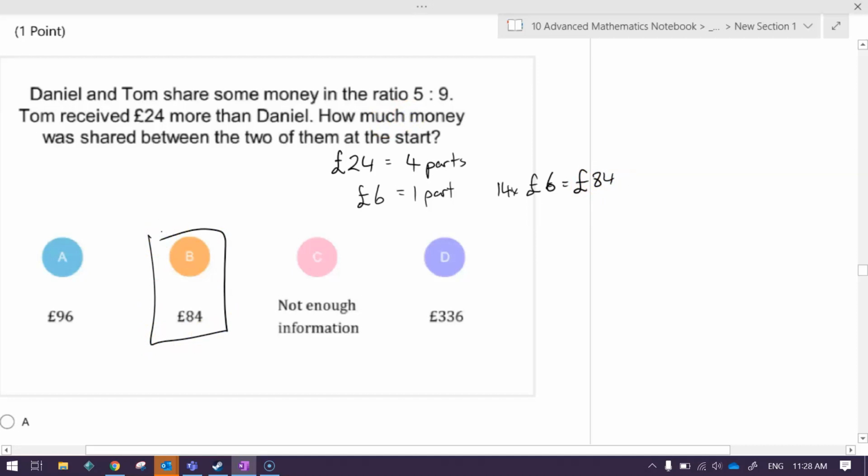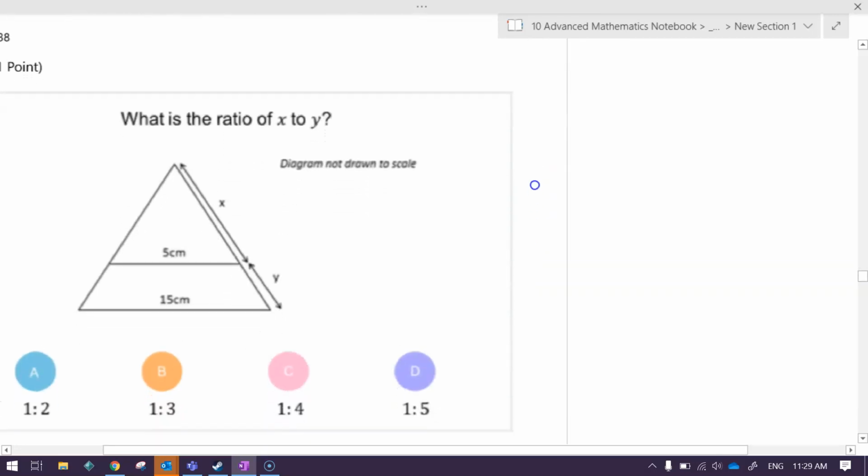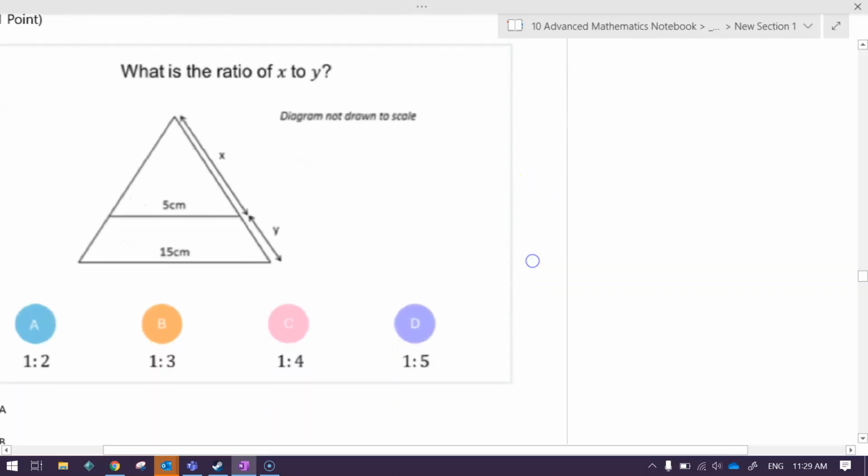Check it, make sure you got it right. 5 parts of that is going to be £30. 9 parts of that, 9 sixes are 54. If I want to reduce that to a ratio, am I indeed going to get 5:9? Yep, 6 goes into both of them, and I get 5:9. Happy as Larry.